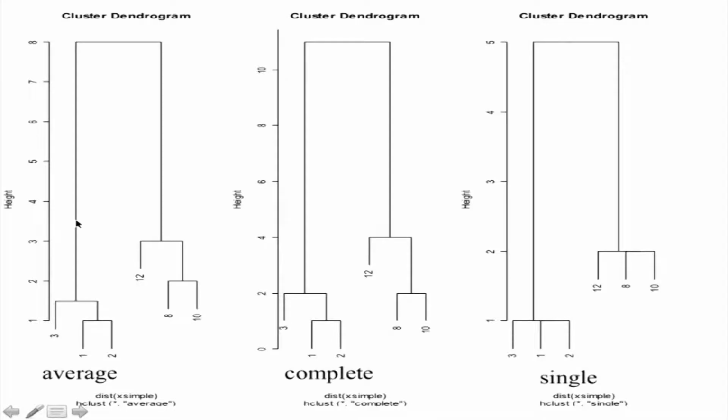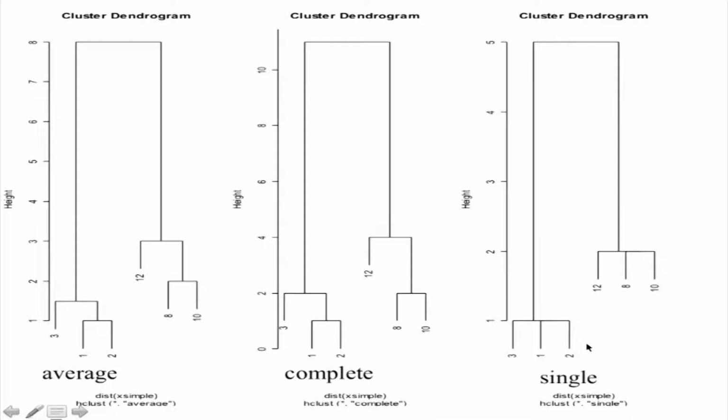Do you see? So the cluster tree tells you about pairwise distances, or the distances between clusters. Now the left panel shows the results for average linkage. The middle panel shows it for complete linkage, meaning based on the maximum pairwise distance, and this for single linkage.